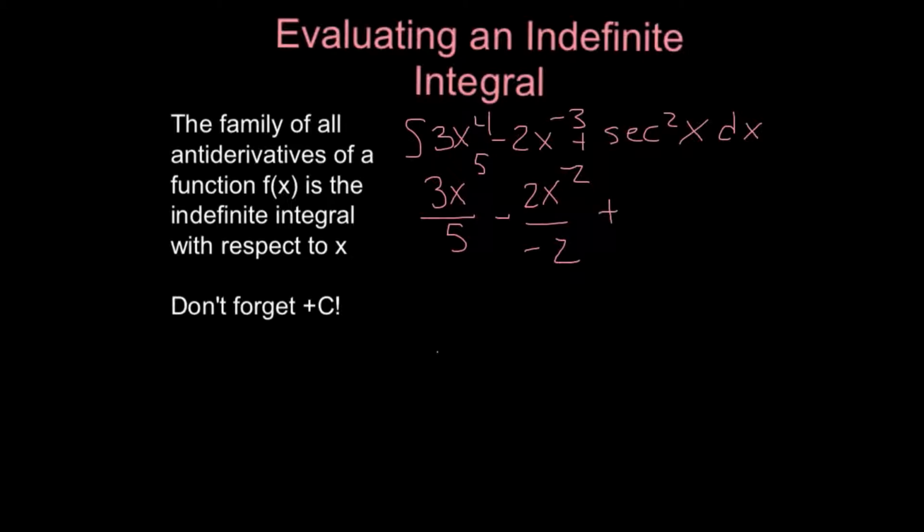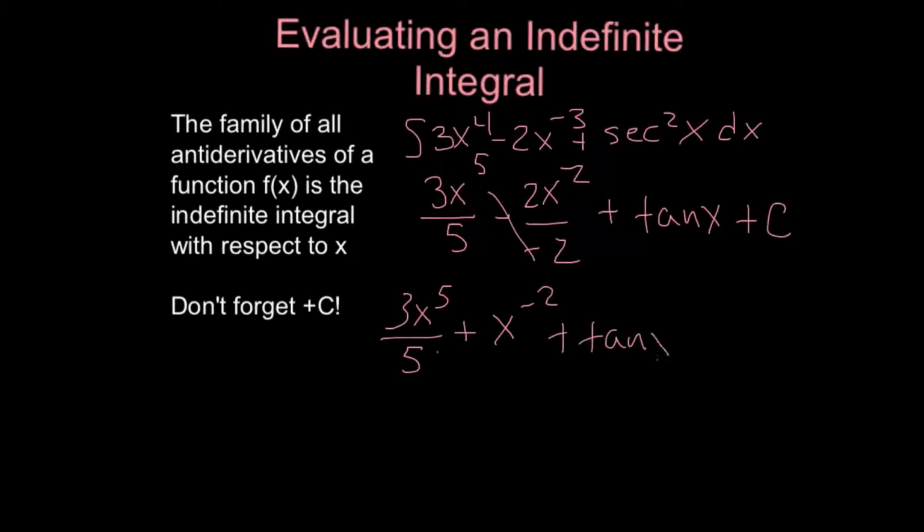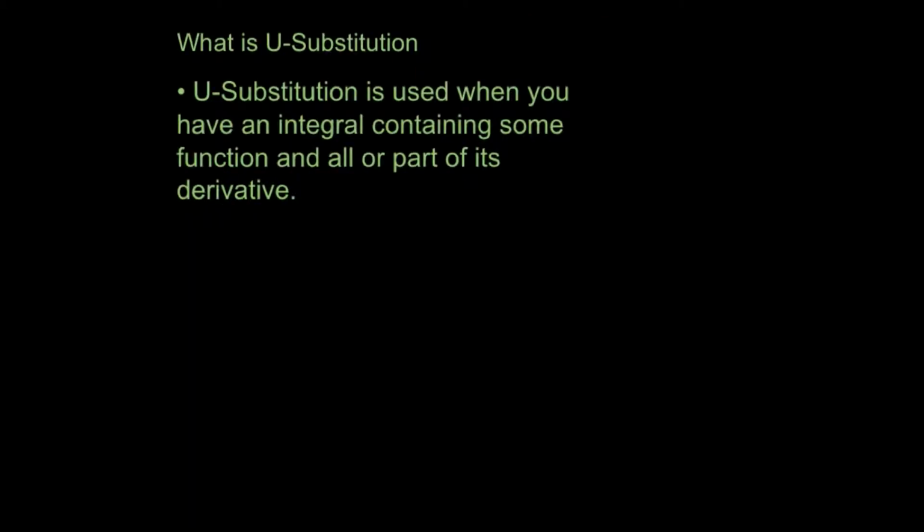and then, as you saw on the previous slide, the antiderivative of secant squared x is tangent x. And remember, you need your constant of integration, so that's going to be plus c. Now let's simplify a little bit because these two negatives are going to cancel. So your final answer ends up being 3x to the fifth over 5 plus x to the negative 2 plus tangent x plus c.